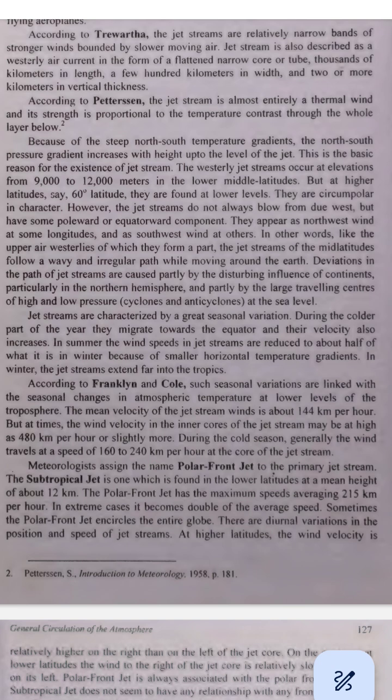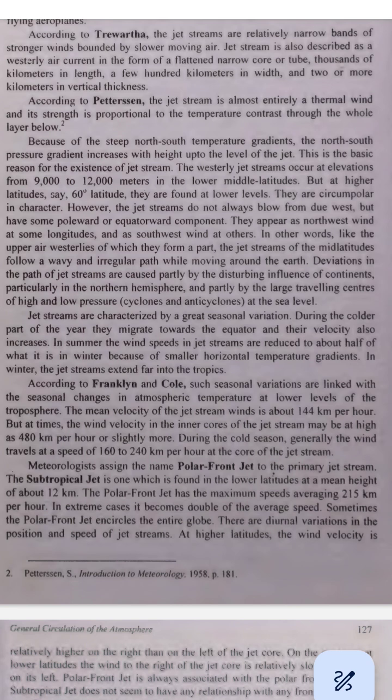4. Why do jet streams form? Jet streams form because of temperature differences between the equator and the poles. At the equator, the air is warm. At the poles, the air is cold. The big difference in temperature between the warm air and cold air makes the wind blow really fast in the jet stream.